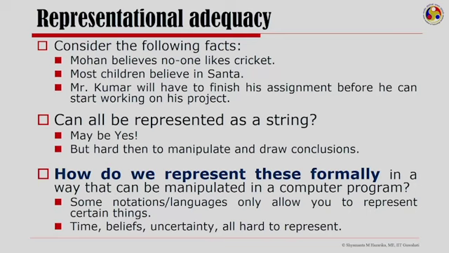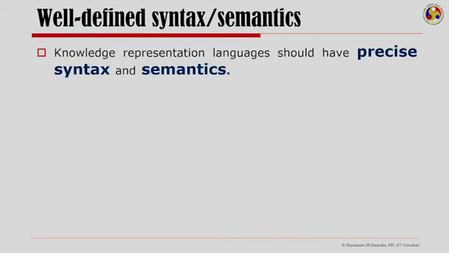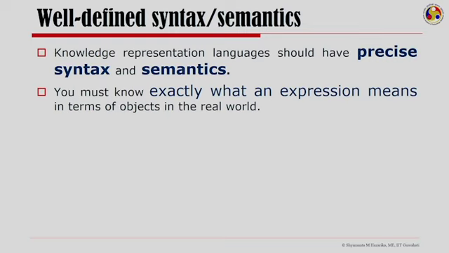Now, concepts like time, belief, uncertainty, all are hard to represent. In fact, in this course we will look at how to represent uncertainty, and also we will talk of how to represent beliefs and time at some point in our discussion. A representation needs to have well defined syntax and semantics. So, knowledge representation languages should have precise syntax and semantics. One must know exactly what an expression means in terms of objects in the real world.